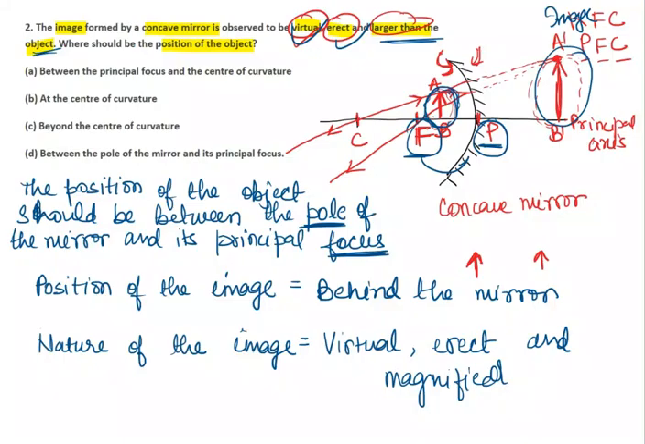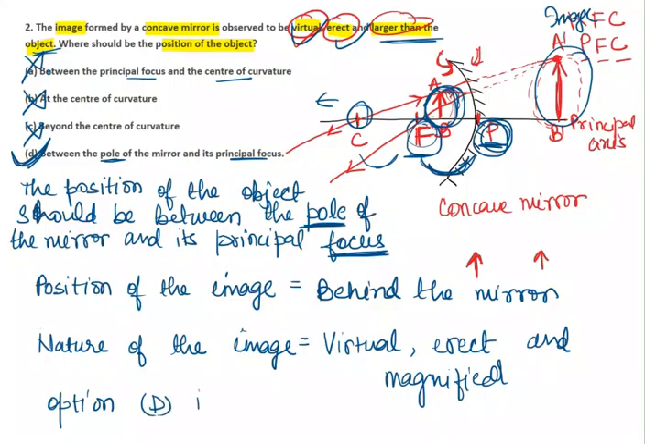So which option is correct? Between principal focus and center of curvature is obviously wrong. At the center of curvature, this option is also wrong. Beyond the center of curvature, that is wrong. Now, between the pole of the mirror and the principal focus, that is where our object is. So this option will be correct. So option D is the correct choice.